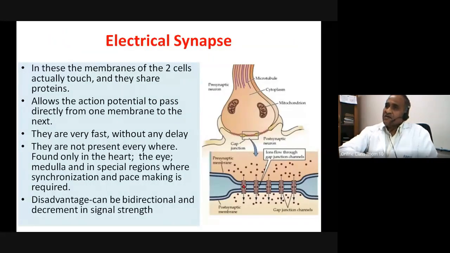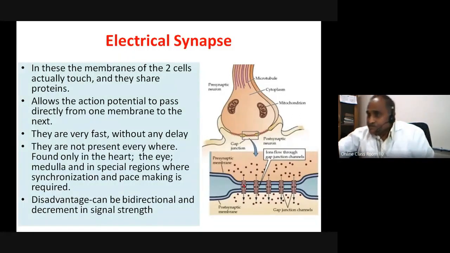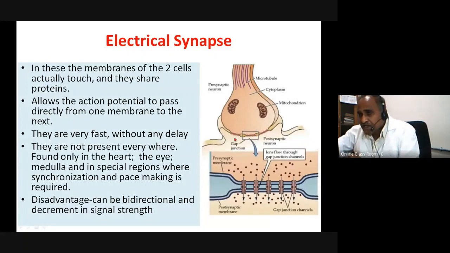Here is a diagram of an electrical synapse. Here the membranes of the 2 cells actually touch and they share proteins. Can you see here in this box? You can just see that this is a presynaptic terminal and this is the postsynaptic site. Sorry about that. So this is the presynaptic terminal. This is the postsynaptic site. You can see these junctions, these cell junctions, this cell and this cell.